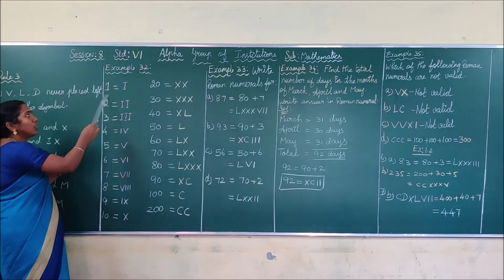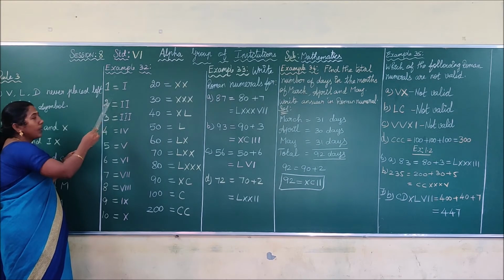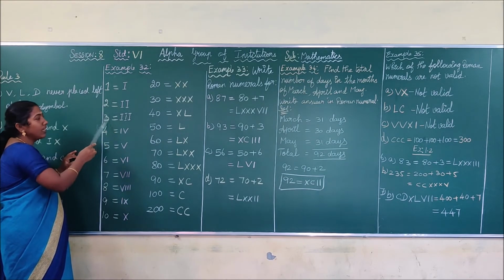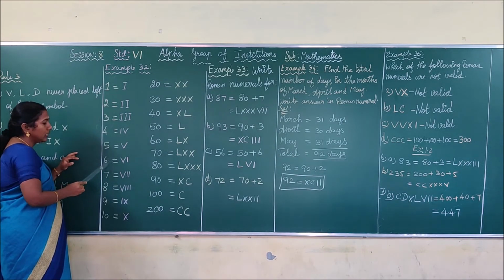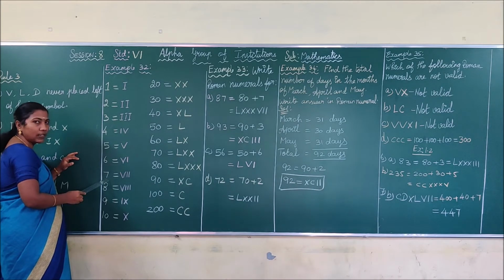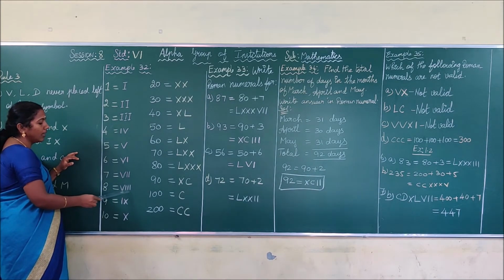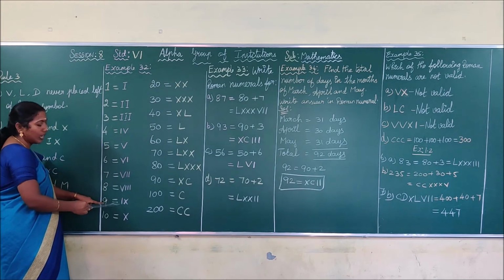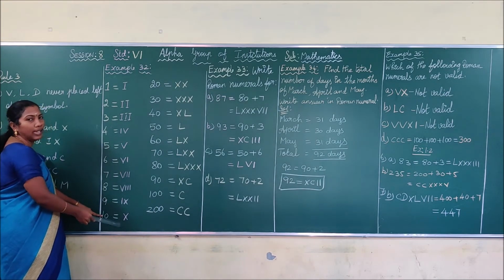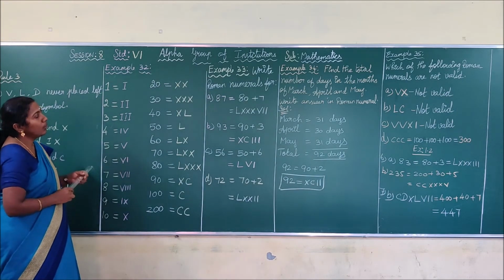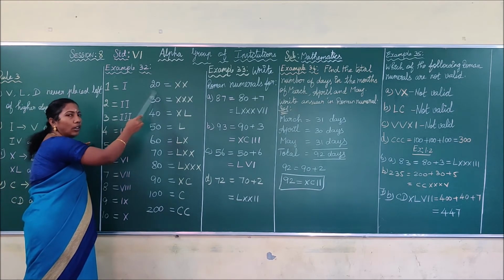X. Thus the Roman numeral for 1 is I, and 2 is II, 3 is, you have to write I 3 times, III, and 4 is IV, and 5 is V, and 6 is VI, and 7 is VII, and 8 is VIII, and 9 is IX, and 10 is X. Next we are going to write the Roman numeral for 20.